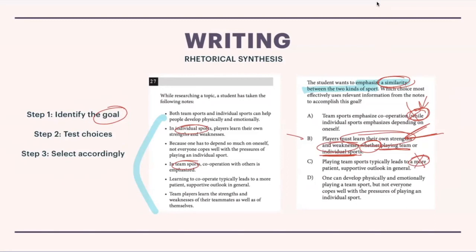And D, one can develop physically and emotionally playing a team sport, but not everyone copes well with the pressures of playing an individual sport. So again, this is different. It says but. So here you can be developing physically and emotionally, but you can't handle individual. So clearly the but implies that there is a contrast going on. So the only answer choice that really leaves us with that similarity is going to be B. And so B has to be our best answer.